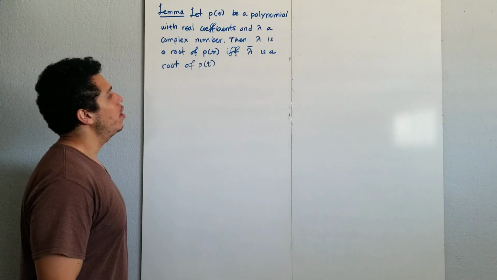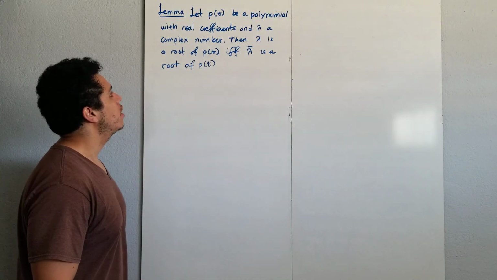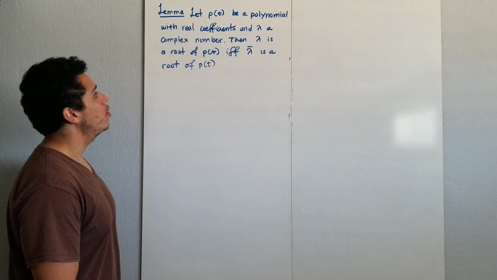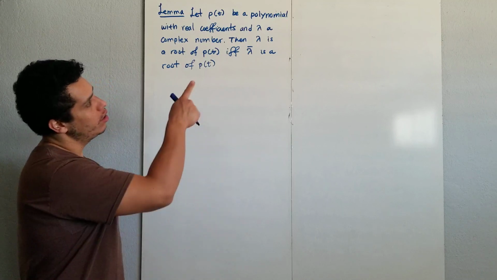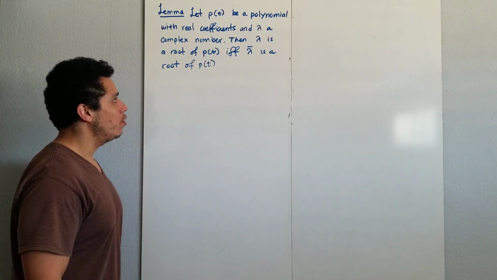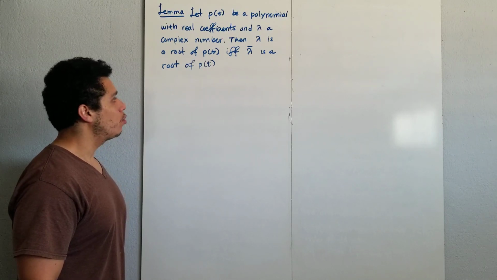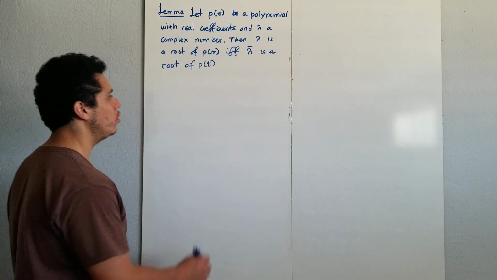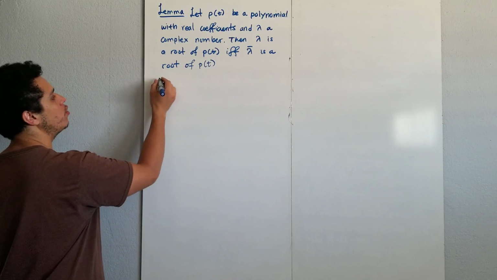So, here I want to introduce a useful lemma. It says: let p of t be a polynomial with real coefficients and lambda a complex number. Then lambda is a root of p of t if and only if the conjugate of lambda is a root of p of t. The proof is very simple, and the consequences of this lemma are very useful.